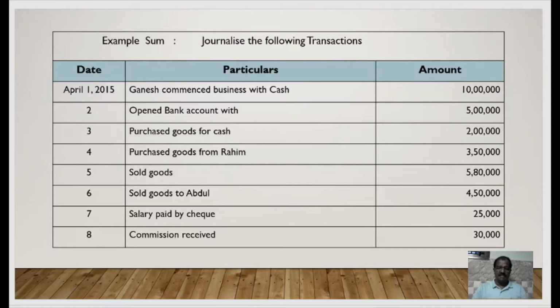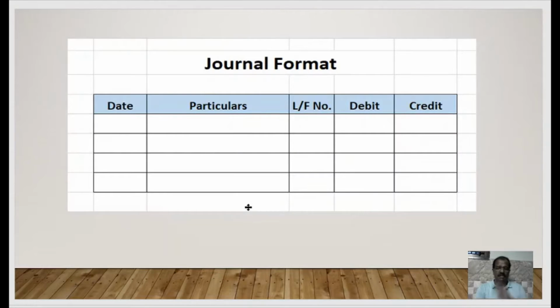Next is the salary payment made by way of check. Mode of payment is check. And the last one, receipt. Commission received, rupees 30,000. All these transactions we have got. Now, for these transactions we have to give journal entry.